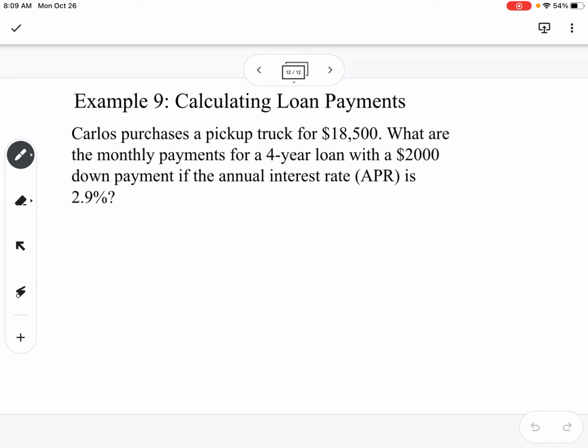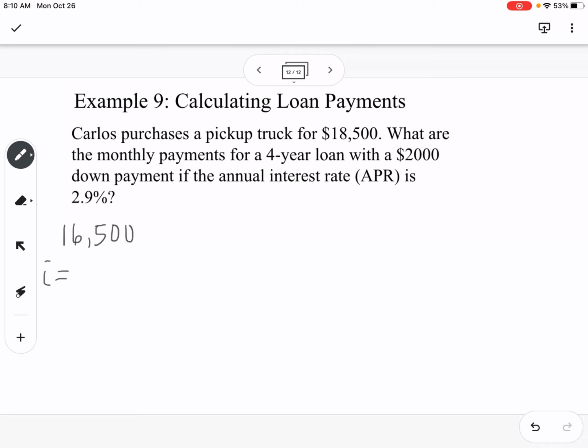Carlos purchases a pickup truck for $18,500. What are the monthly payments for a 4-year loan with a $2,000 down payment if the interest rate, the APR, is 2.9%? First, if he has a down payment of $2,000 and the truck value is $18,500, we know that the amount borrowed is actually $16,500.